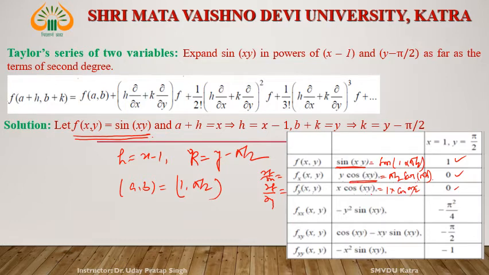Now evaluate the second derivatives. The second derivative is this. What is y square? Y is equal to pi by 2, so y square is pi square by 4. And this is sin pi by 2. So this one is pi square by 4. Similarly, this is dou 2 f by dou x2, and this one is dou 2 f by dou x dou y. This is this. Now put all the values.